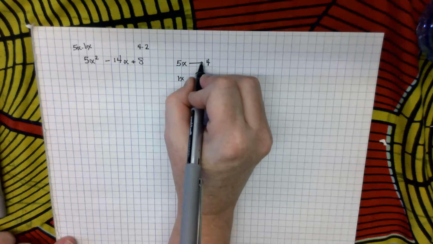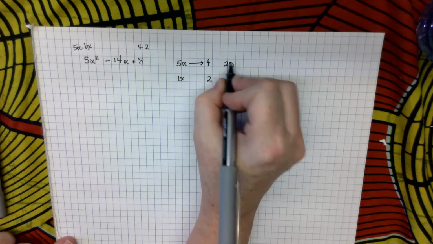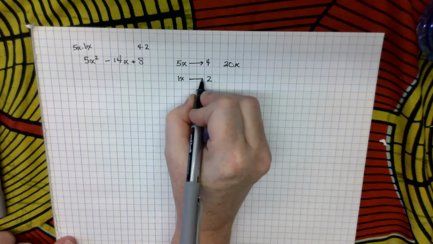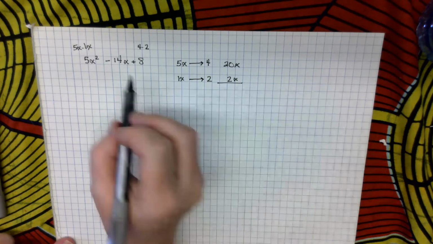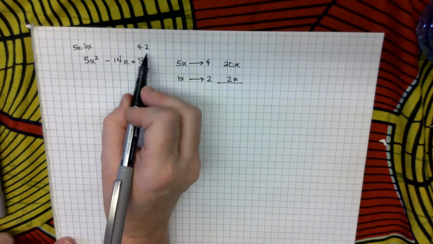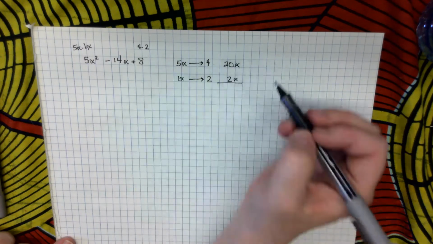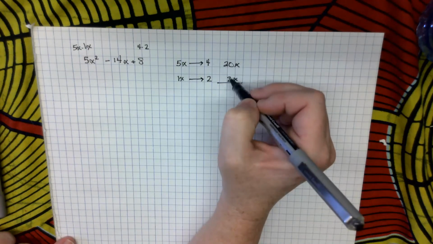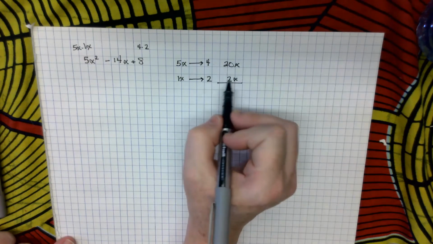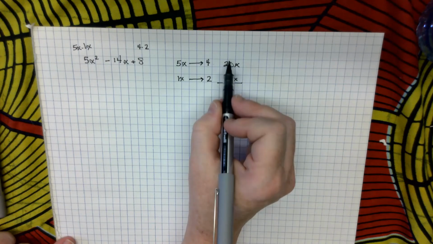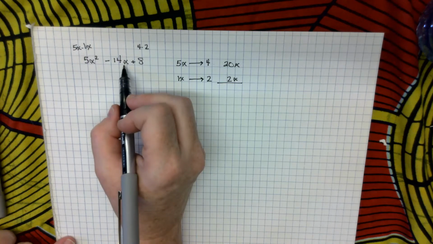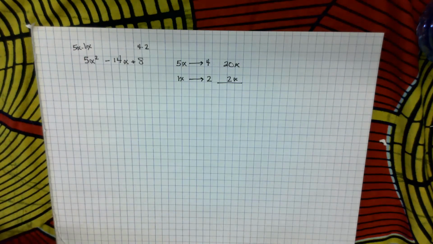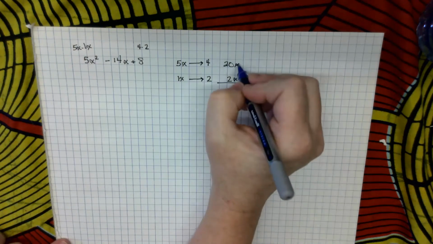So 5x times 4 is 20x, and x times 2 is 2x, right? Now this time my last number is positive, so I want to see if there's any way to make 14 from these. And if I add these, it's 22. If I subtract them, it's 18, so it's not going to be 14, so it's not going to work. So now I'm going to do the diagonals. Well, let me just cross this out.